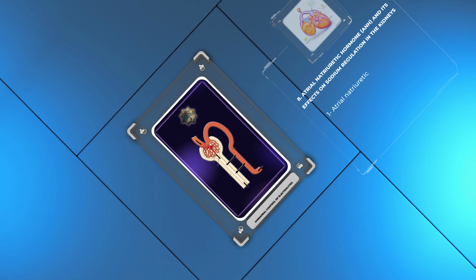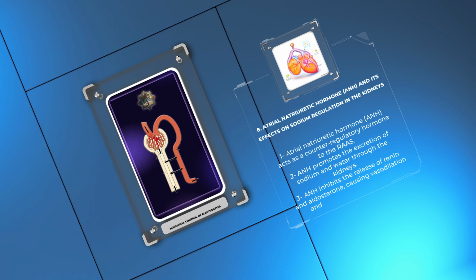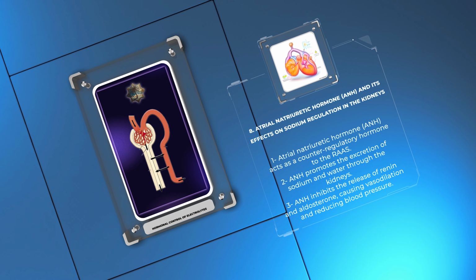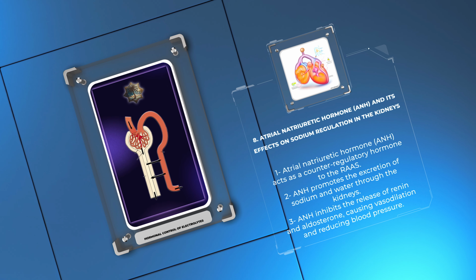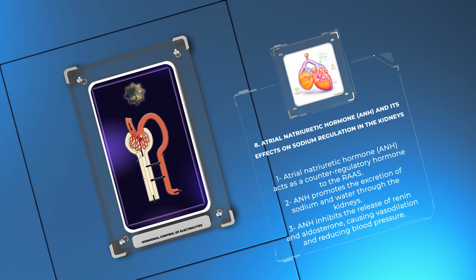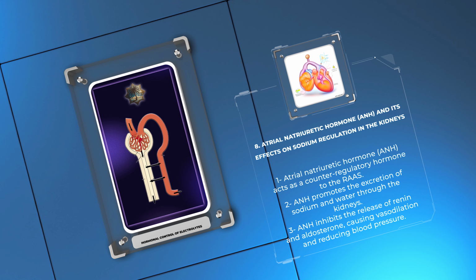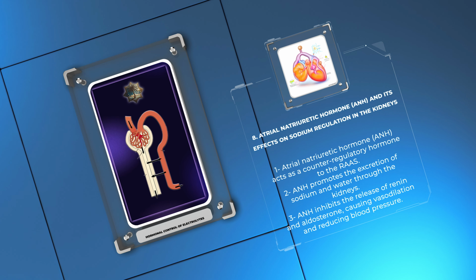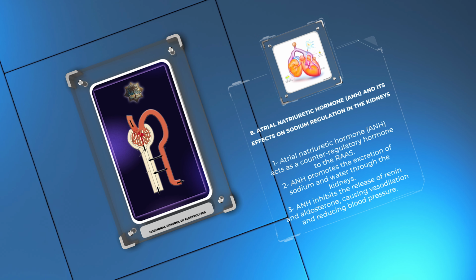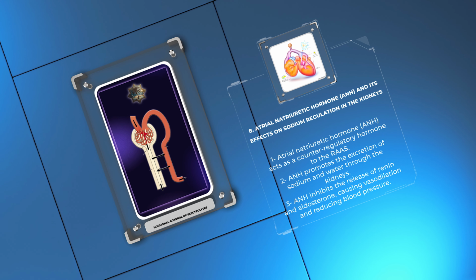Atrial natriuretic hormone, ANH, synthesized in the atria of the heart, acts as a counter-regulatory hormone to the RAAS. ANH promotes natriuresis, the excretion of sodium and water through the kidneys. It inhibits the release of renin and aldosterone, causing vasodilation and reducing blood pressure. ANH is essential in fine-tuning sodium balance and preventing sodium overload.